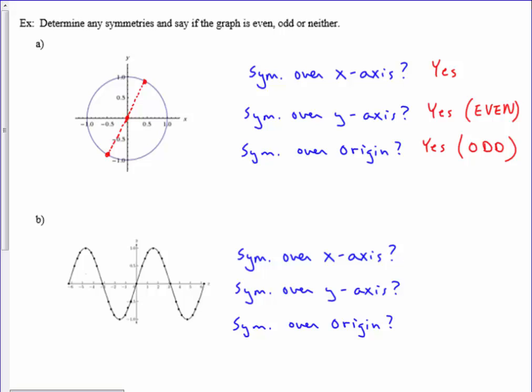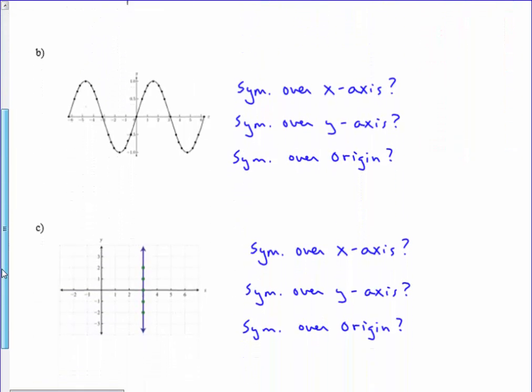Now, you may think it's weird that we have something that's both even and odd at the same time, but because the definition has to do with symmetries, then we can have something that's both even and odd at the same time. Let's drop down to the next example.